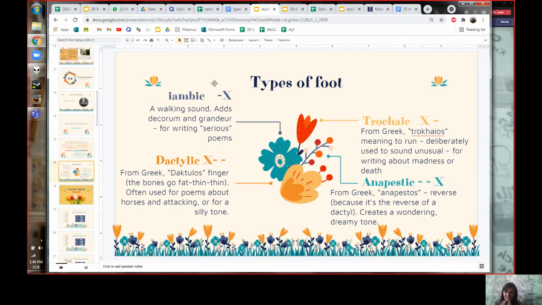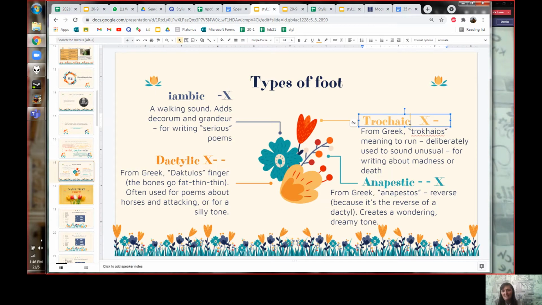But maybe you don't want a serious, formal mood or atmosphere in your poem. Maybe you want something that sounds completely different from iambic poetry. Well, you could try trochaic feet. So iambic foot goes da-da, unstressed, stressed. Trochaic foot goes da-da, stressed, unstressed. This really changes the mood of your poem.